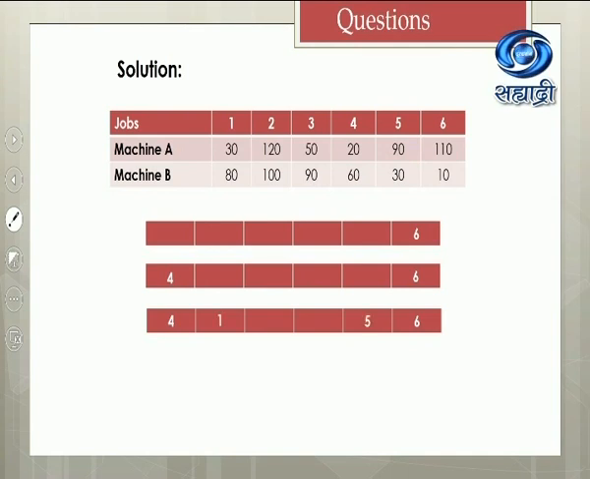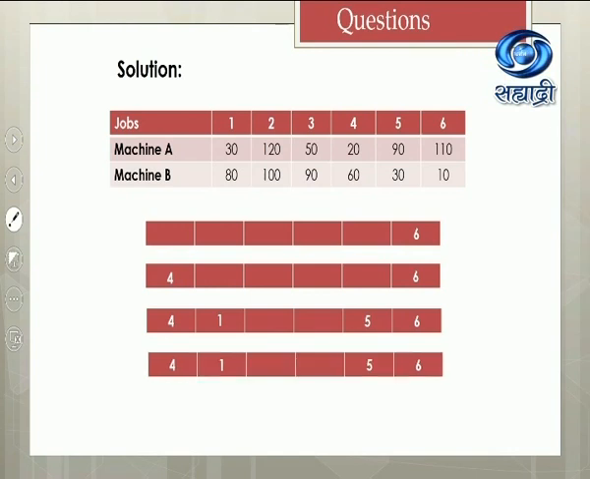Now 2, 3 are remaining. So minimum, as you can see, it is 50. So 50 is for machine A. So it will come next to 1 over here. Write there 3 and lastly 2. So 4, 1, 3, 2, 5, 6 is the optimal sequence.